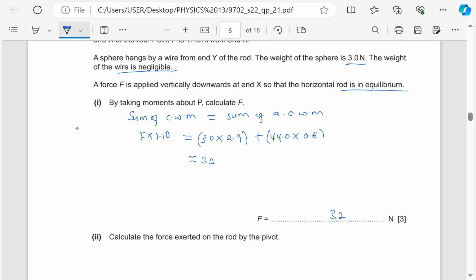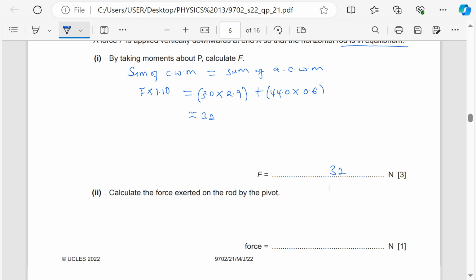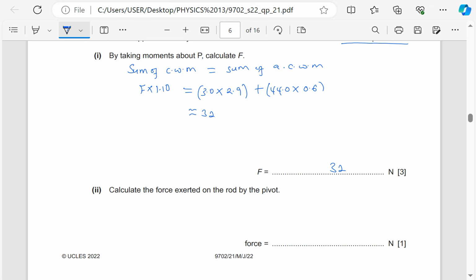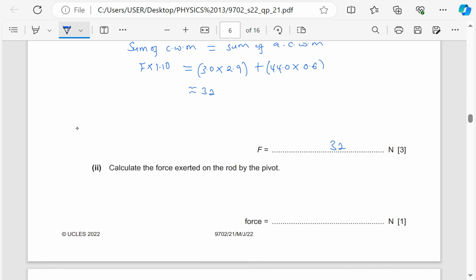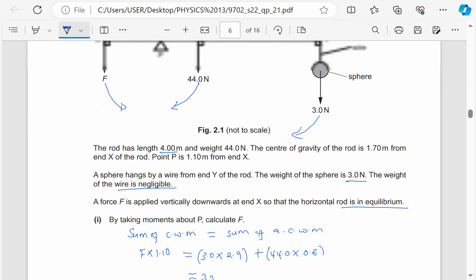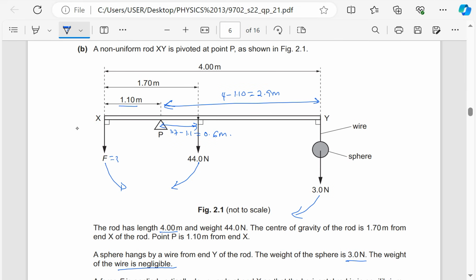So avoid writing an answer to less than 2 significant figures unless it is exactly that answer. Then calculate the force exerted on the rod by the pivot. So this one is 32 newtons acting downwards. This is 44 newtons downwards, and 3 newtons downwards.